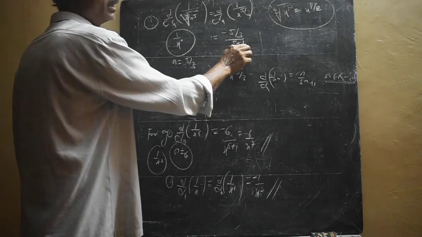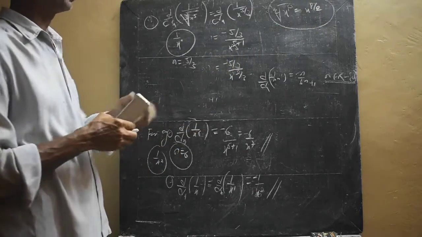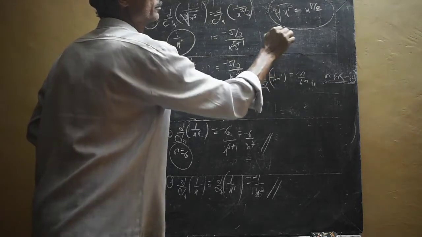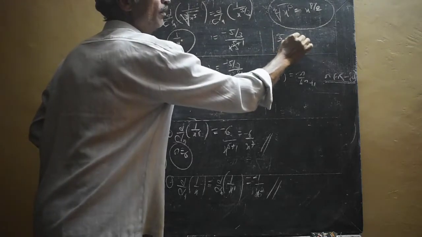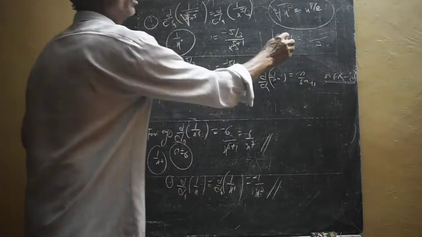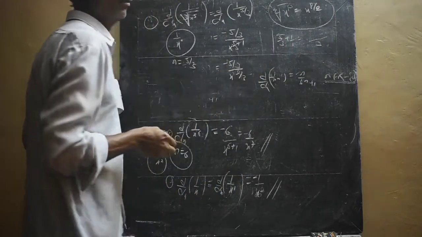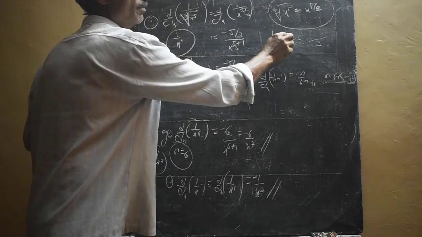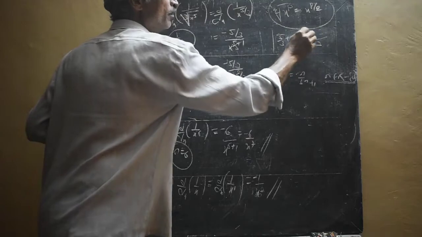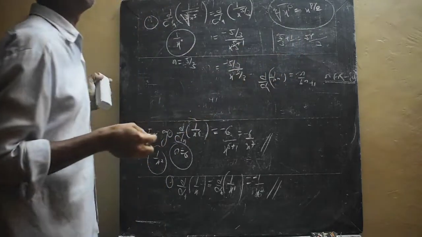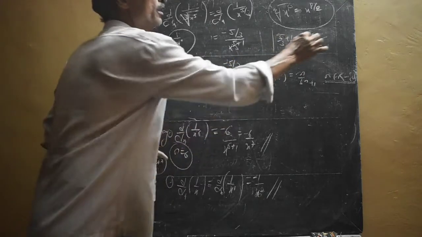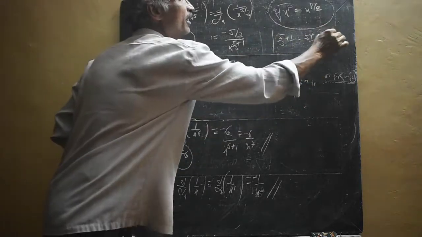If LCM is taken for this one, 1 will be 5 by 3 plus 1. Okay, 1 means 1 by 1. The LCM of 3 and 1 is 3. Now, the LCM is to be multiplied for each and every fraction. Here 3 is multiplied. 3 ones are 3. 1 into 5 is 5. Because this fraction is also multiplied by 3, 3 into 1 is 3. Therefore it is 8 by 3.